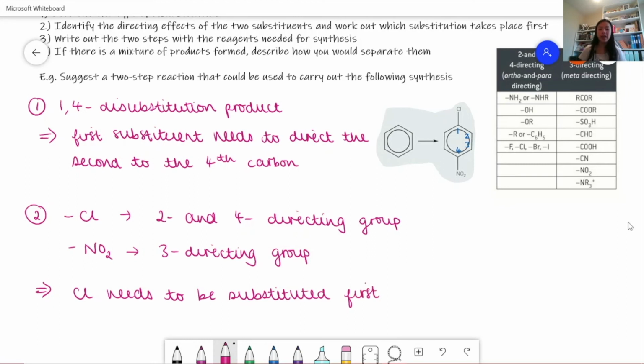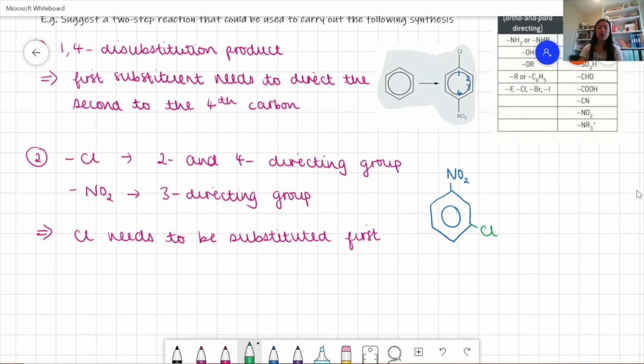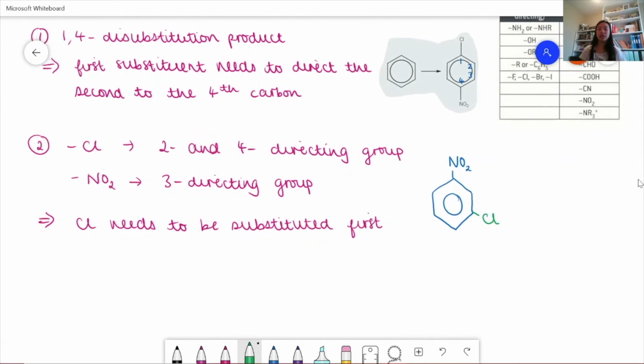Because otherwise, if we substituted the nitro first, we would have the benzene and then the nitro group. And then because it's 3 directing, the chlorine would be added here on the 3rd carbon. And that's not the product we want to get. And then for step 3, we write out the 2 steps with the reagents needed for synthesis. So this is when we use our knowledge from the rest of the chapter.